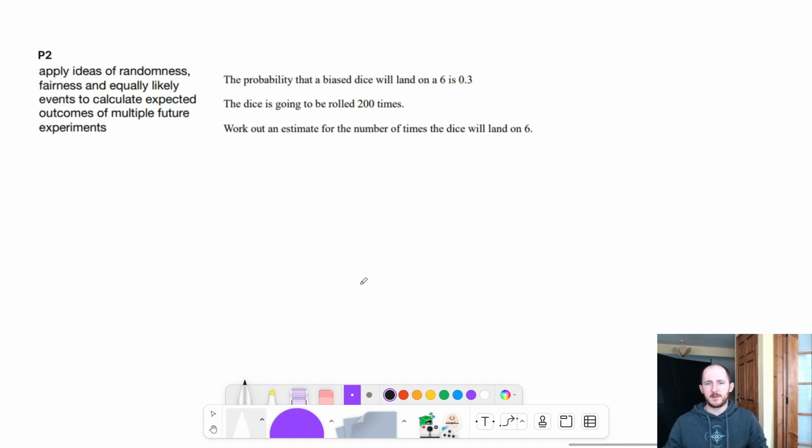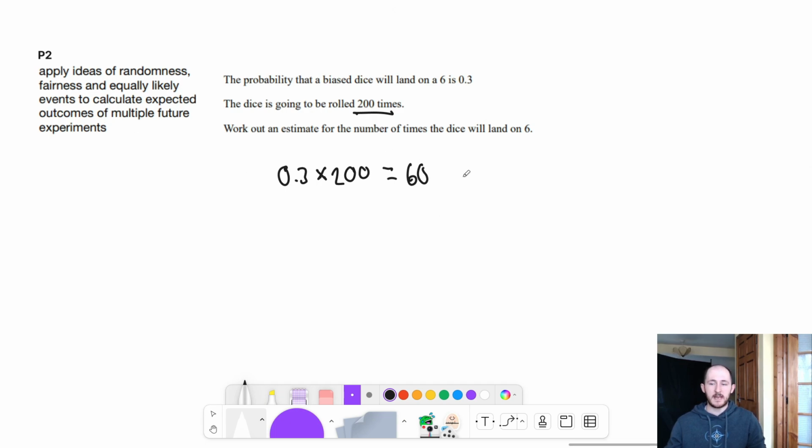Apply ideas of randomness, fairness, equally likely events to calculate expected outcomes of multiple future experiments. So calculating expected outcomes, something like this, right? All you need to do is you take the probability an event will happen and you times it by the number of times that they're doing the experiments. In this case, they're rolling the dice. So times it by 200. So 0.3 times by 100 is 30, times 2 should be 60. So it should land on 6, 60 times. That is the expected outcome.